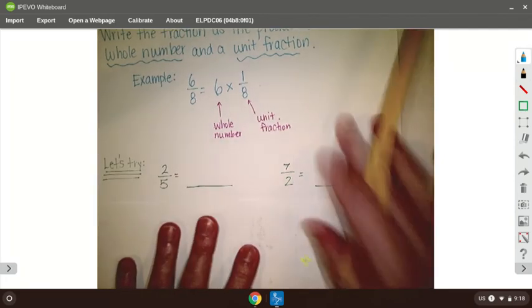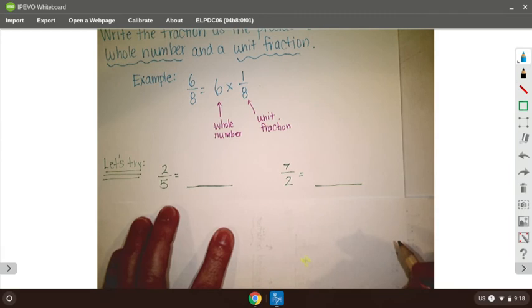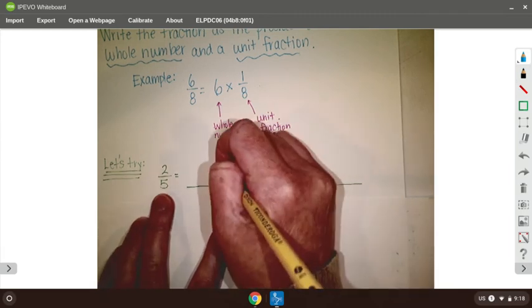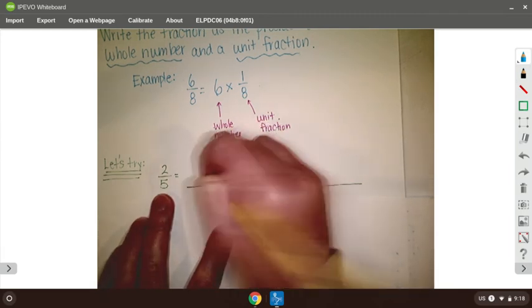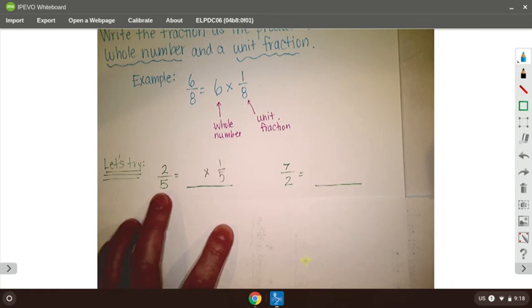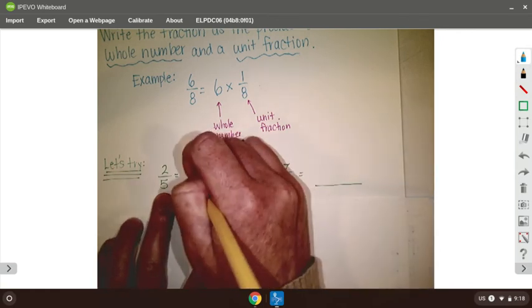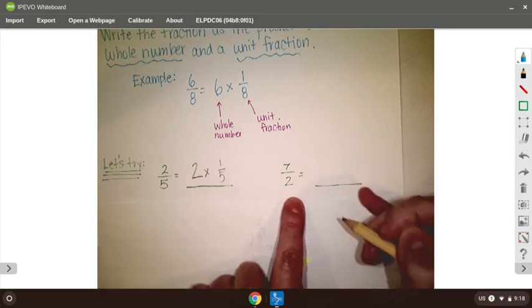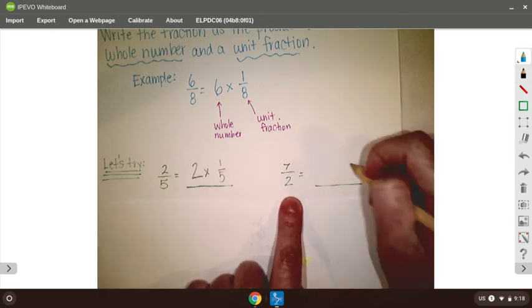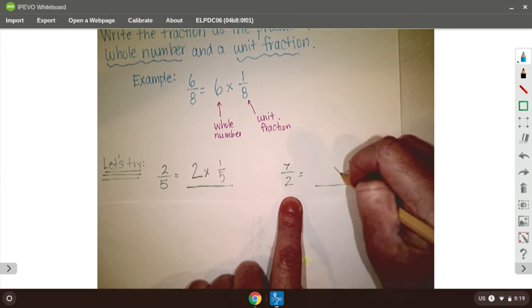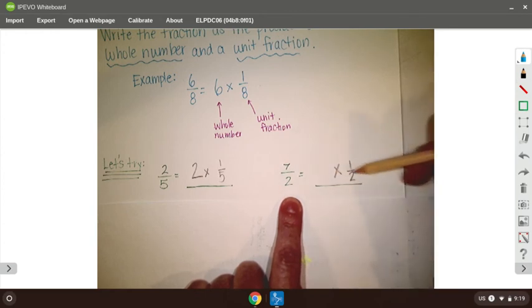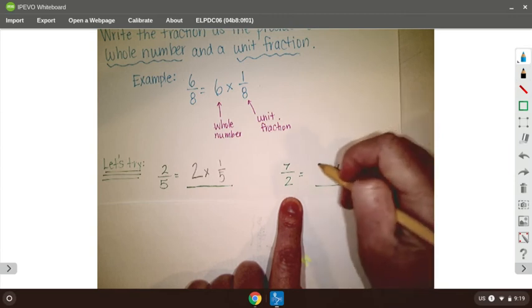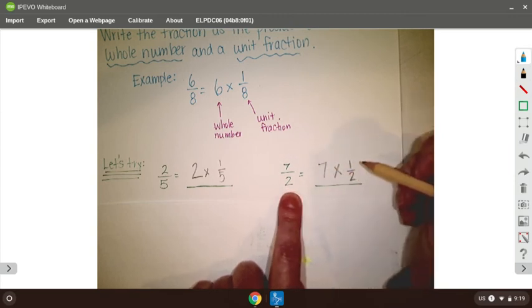If I have 2/5, my unit fraction is 1/5. Well, what do I have to multiply times 1/5 to get 2 of them? 2. Over here, I have 7/2. Well, my unit fraction is going to be half. What do I have to multiply times 1/2 to get 7 of them? 7. 7 times 1/2 gives me 7/2.